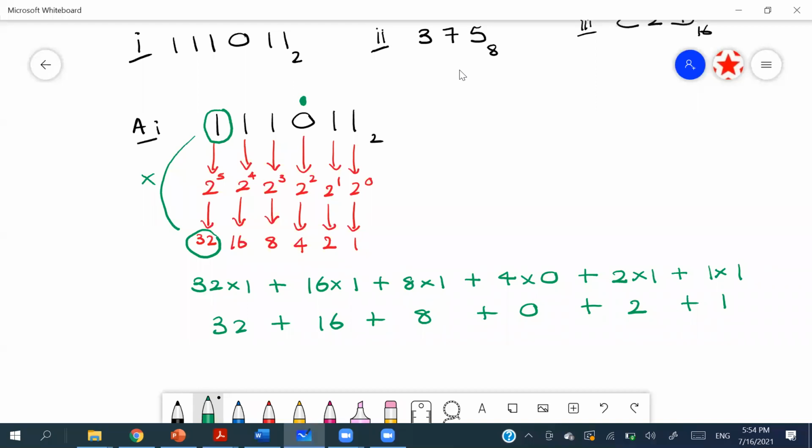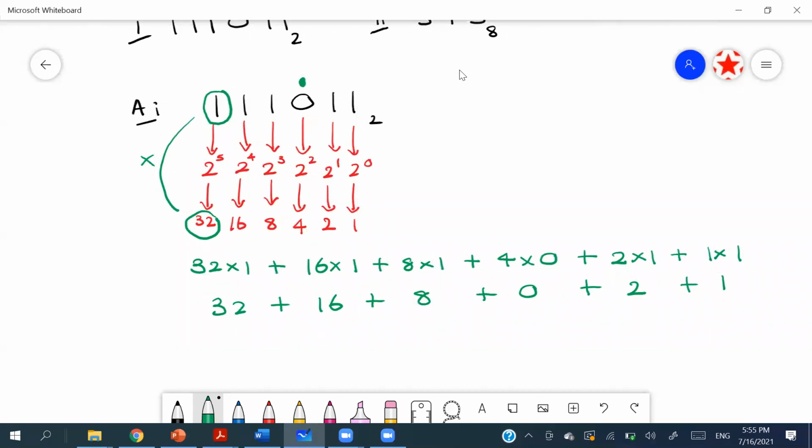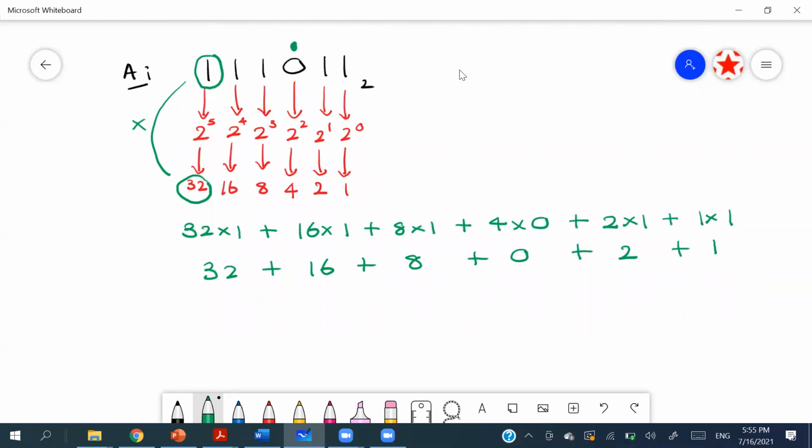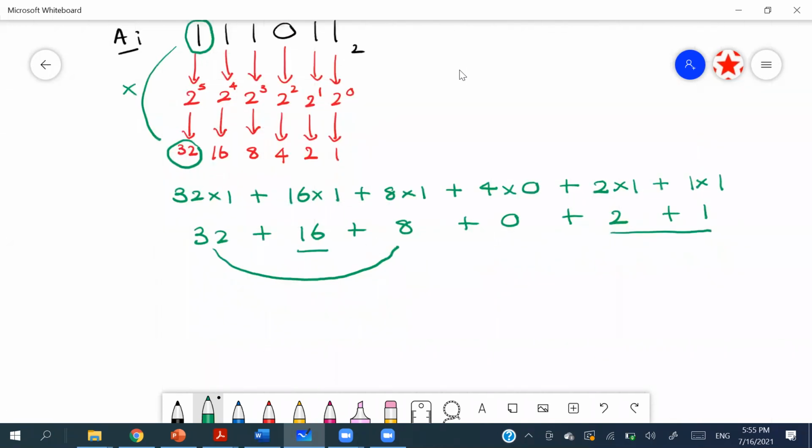So now when you are adding these things up, it's better you do it in a very careful manner, right? So you can easily add 32 and 8, which is 40. 40 plus 16 is going to give you 56. 56 plus 3 is going to give you 59, right? So your answer is going to be 59 in decimal, right?